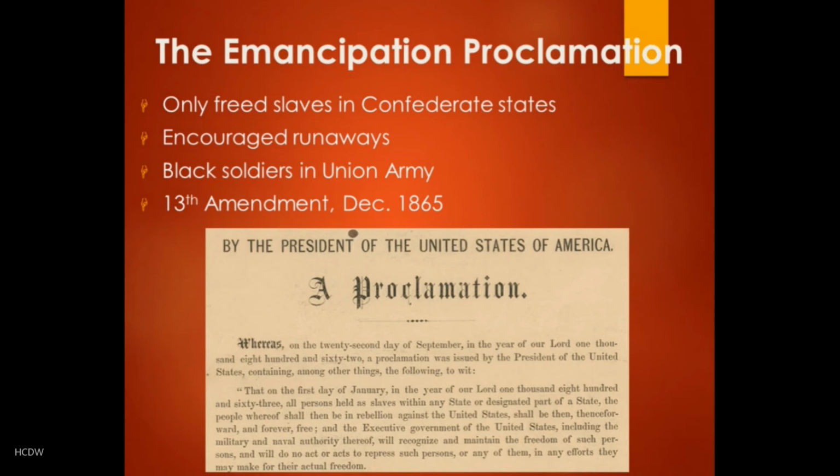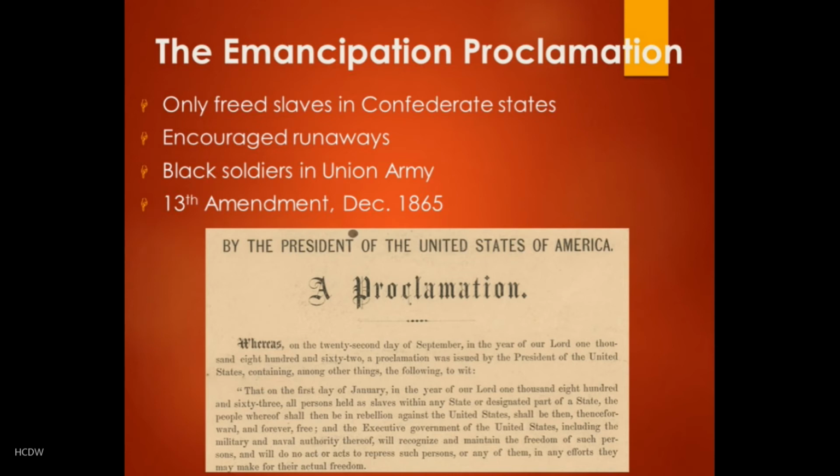In the course of the war, though, it did serve to encourage slaves to run away. As word of the announcement spread throughout the South, the process of self-emancipation I described a few minutes ago only continued and accelerated. It also allowed for growing numbers of blacks to serve in the Union Army. Over the course of the war, about 200,000 blacks fought for the Union side, and about 38,000 were killed in the war.